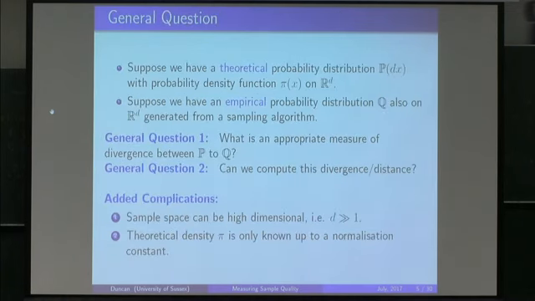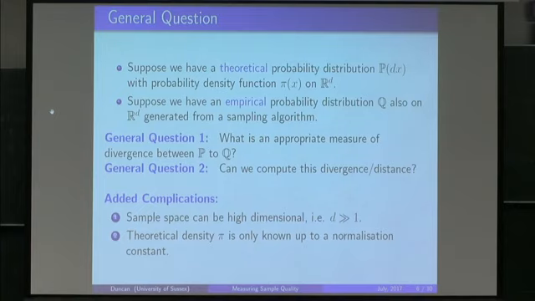And so more generally, one can ask the question: if I have some probability distribution P with, say, density pi on R^d, and I have an empirical probability distribution Q, firstly, what is an appropriate measure of divergence or distance between P and Q? That's not automatically clear on its own. But the second question is, can we choose one such that we can actually compute it? Or can we come up with some computable quantity which is equivalent to it in some sense?